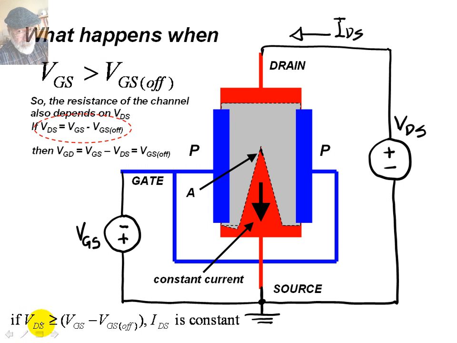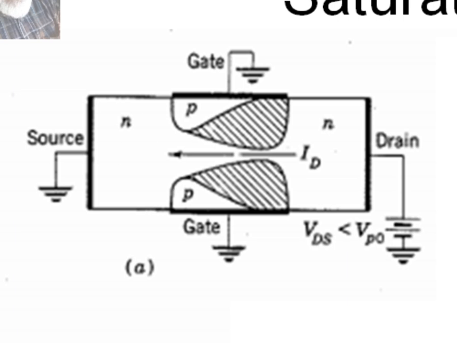Let's write it. If VDS is greater than or equal to the overdrive voltage, the drain-source current is constant. In other words, we say when that happens that the transistor has reached saturation. We have saturated the channel.